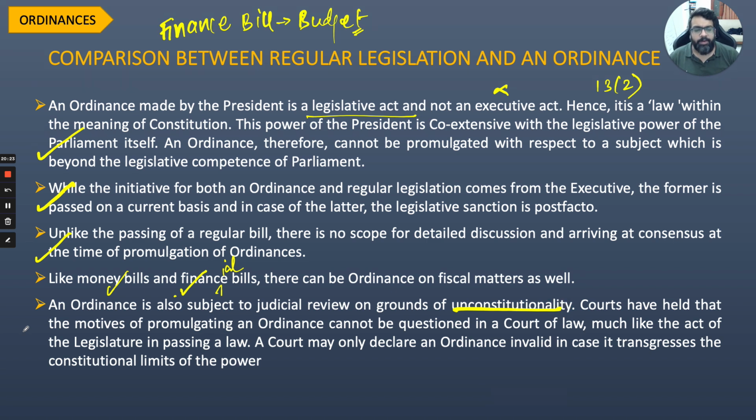Now, courts have of course held that the reasons or the motives of an ordinance can't be questioned in a court of law, but the Supreme Court over a course of time through successive judgments has also looked into whether the material evidence on which you thought it was absolutely necessary could be looked into. The basic principle is that if you pass an ordinance which transgresses the limits of power mentioned in the Constitution, the courts can merrily strike it down.